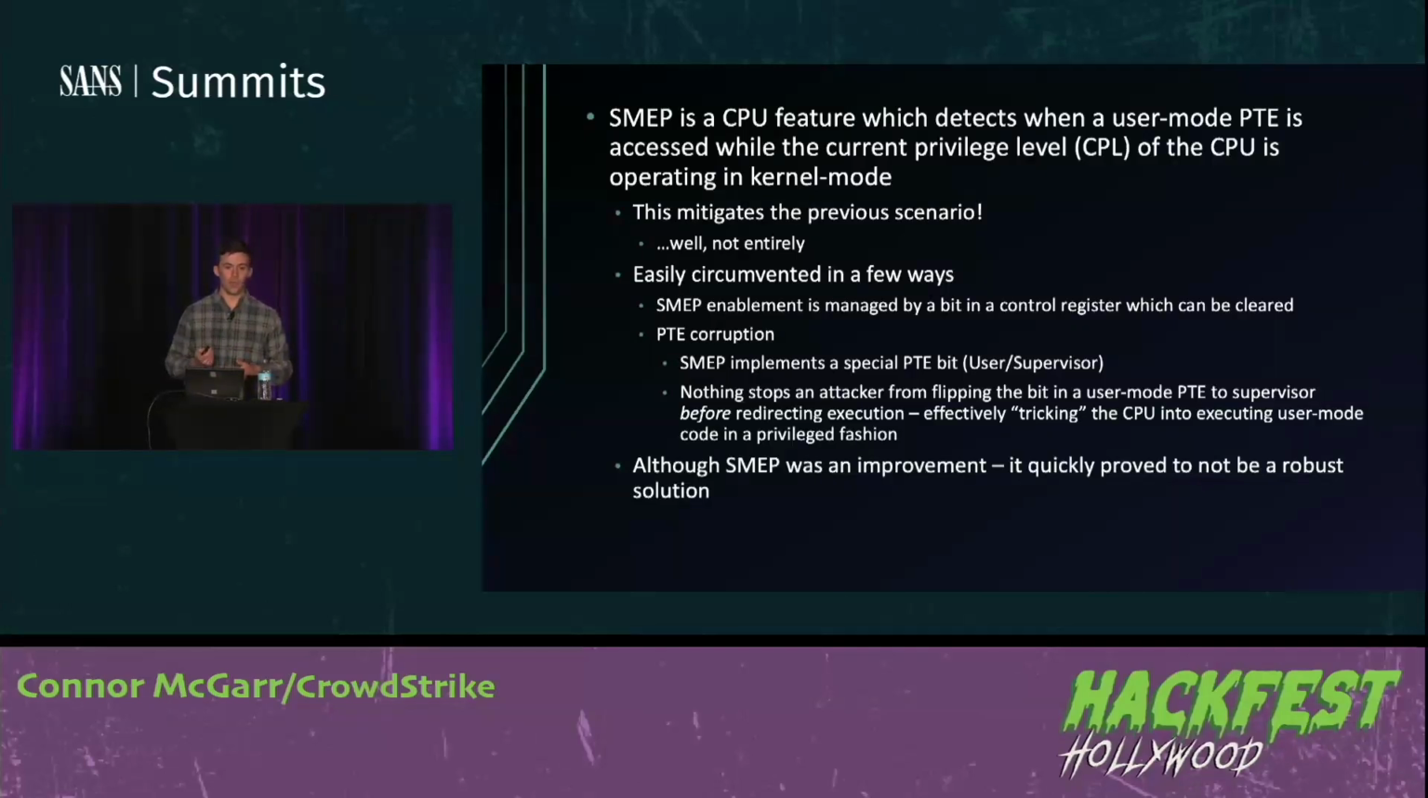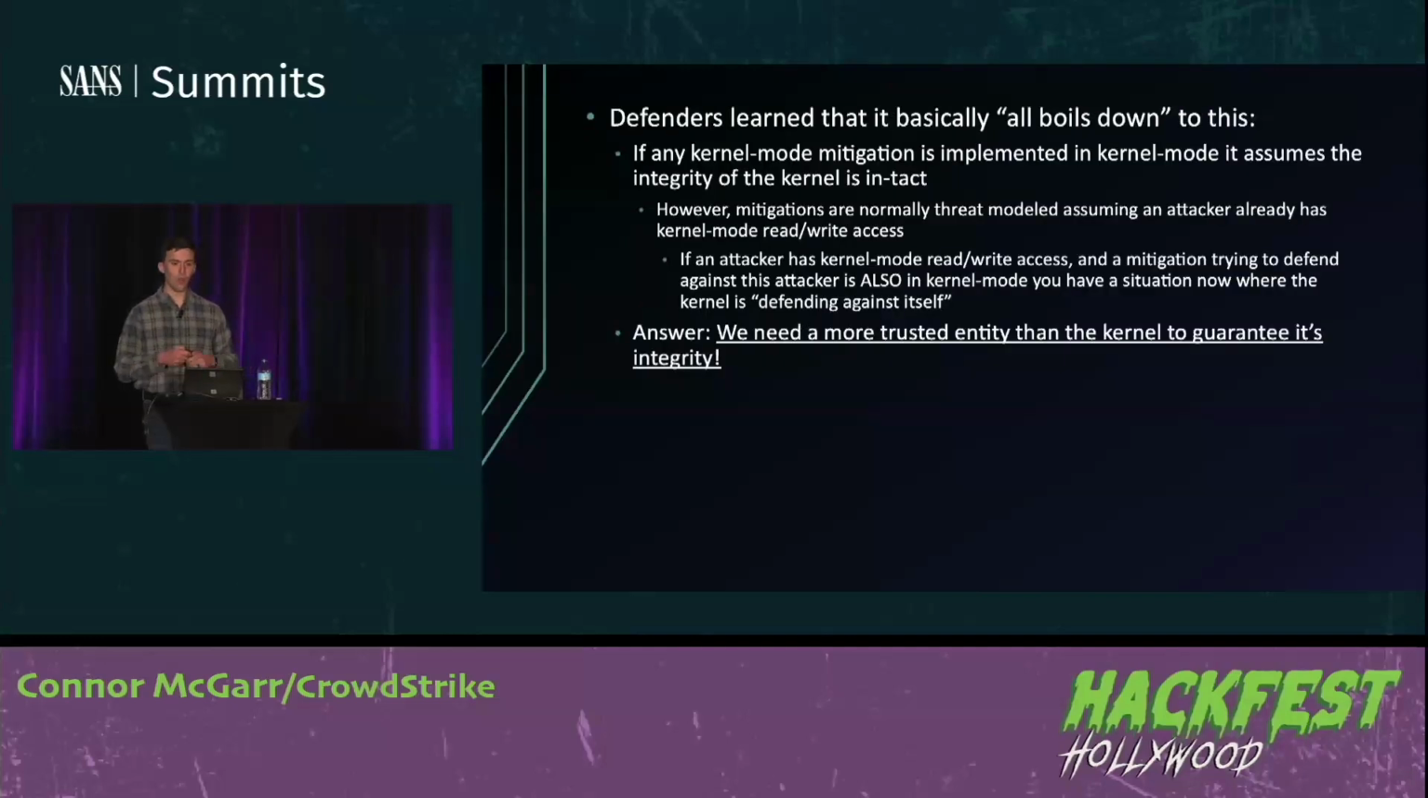So we can see that SMEP is an improvement, but it's not robust. And it all boils down to this. If you have a kernel mode mitigation that's defending against a kernel mode attacker, and your source of truth for that mitigation is also in the kernel, it is now defending against itself, right? What's stopping an attacker from corrupting the user supervisor bit before doing their execution? What's stopping an attacker from turning off or disabling the kernel mitigation before doing their attack?